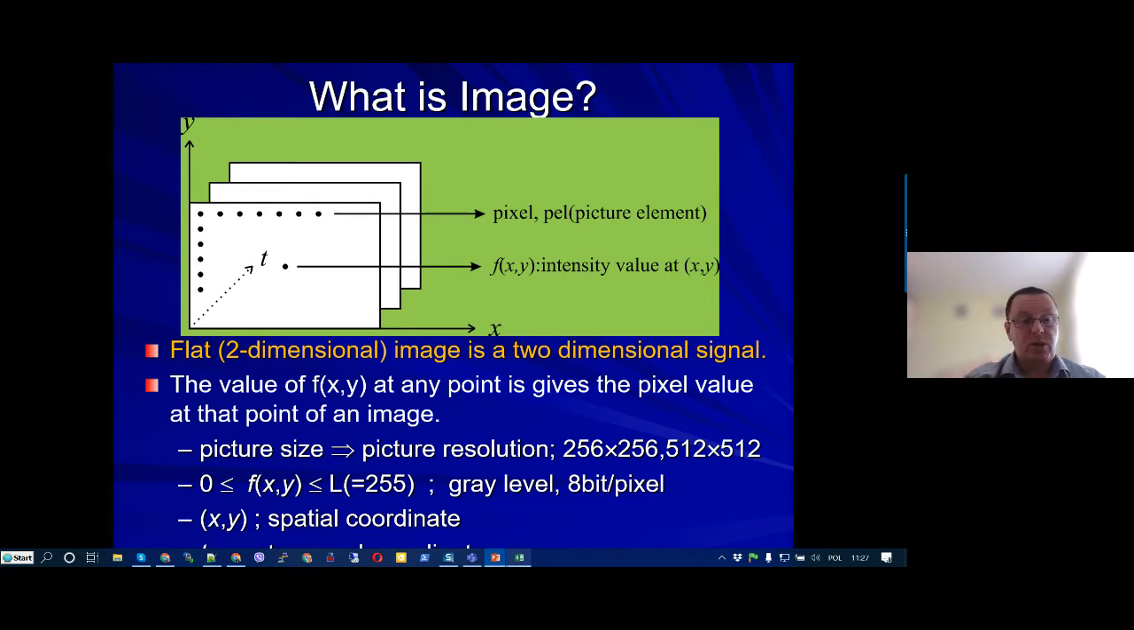Another approach is a volumetric image. In this case, we add a third coordinate, Z, which represents the depth of our scene, and we have multiple slices which represent volumetric slices of our image. And to create a dynamic three-dimensional scene, we need to introduce a fourth coordinate, T.